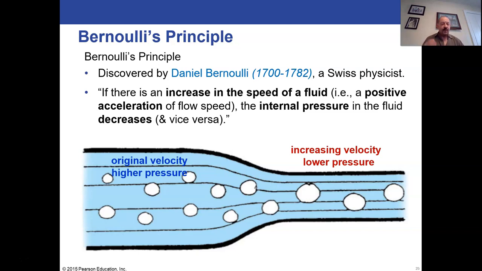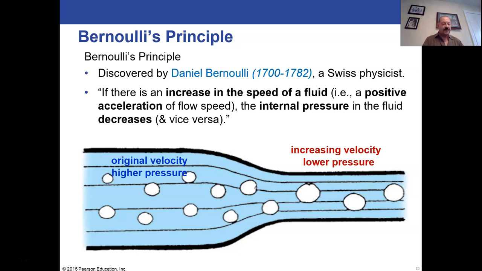So what he found was that if there's an increase in speed in a fluid, so we're not talking about it being fast, we're talking about accelerating, a positive acceleration. It's getting faster. So just being fast is not enough. It has to be a change in velocity of the fluid, getting faster and faster. When that happens, the internal pressure of the fluid will decrease, and I'll describe what I mean by internal pressure in a second.